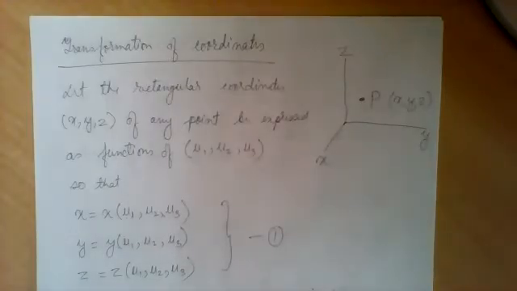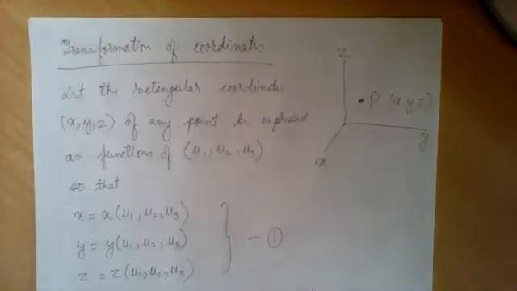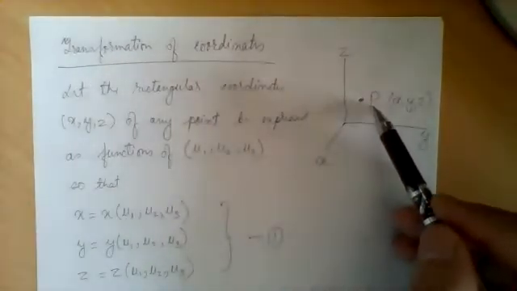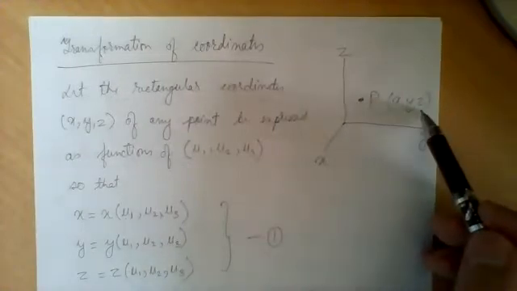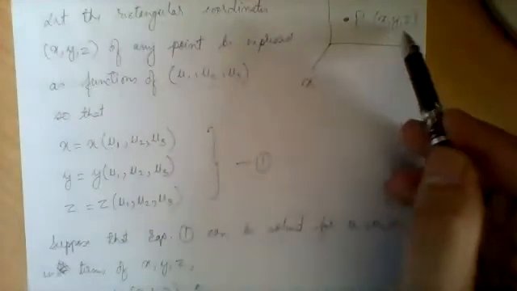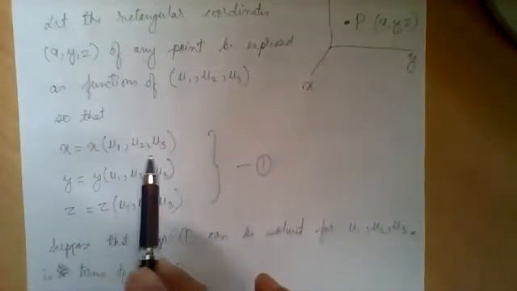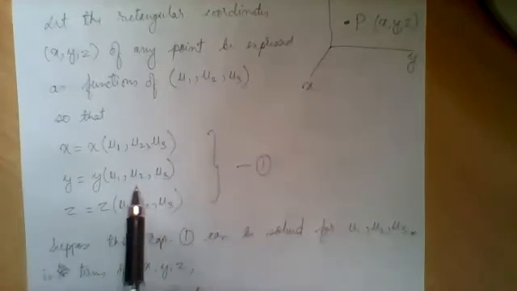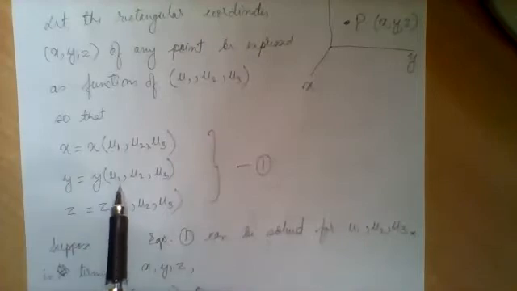So let me repeat what we just did in our last class. We last class discussed point P. It can be described by the x, y, z coordinates of the point P in the Cartesian coordinate system. The Cartesian coordinates x, y, z can also be defined as functions of three variables u1, u2, u3.